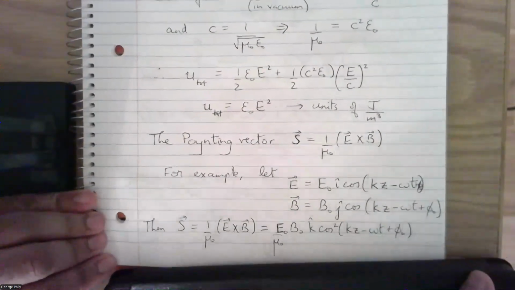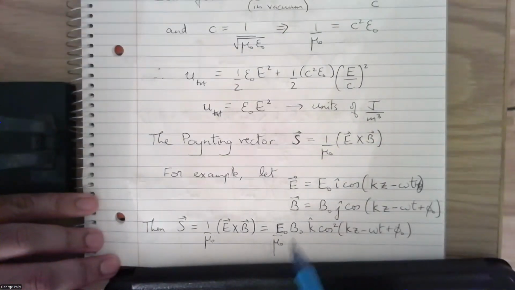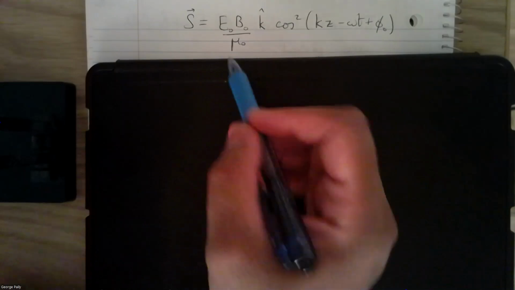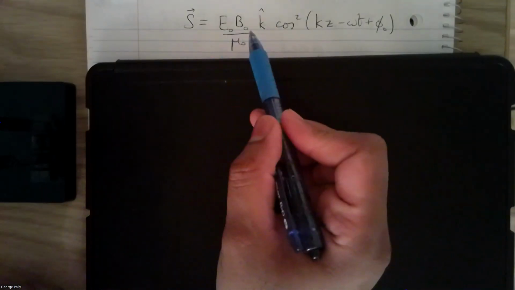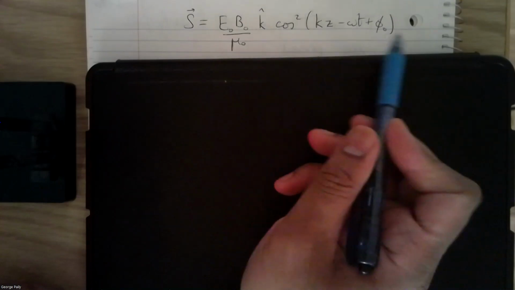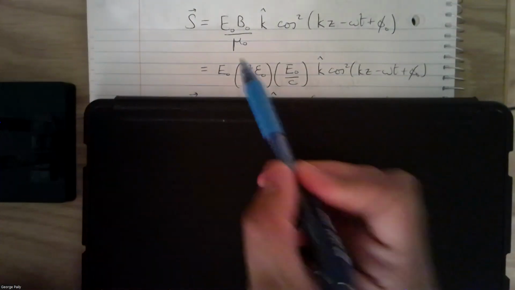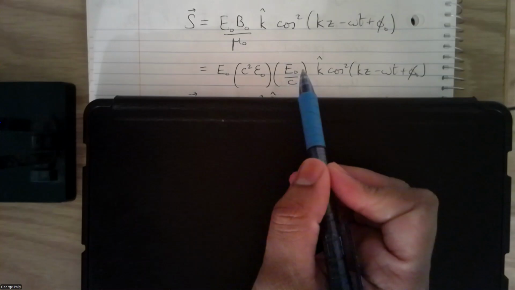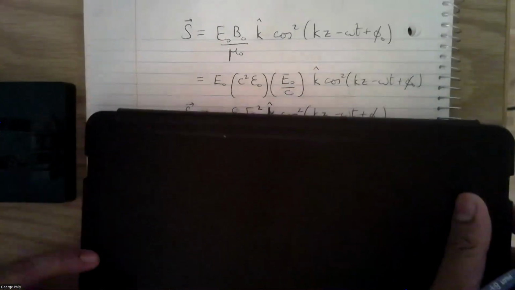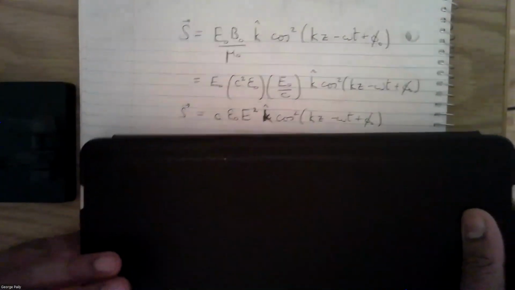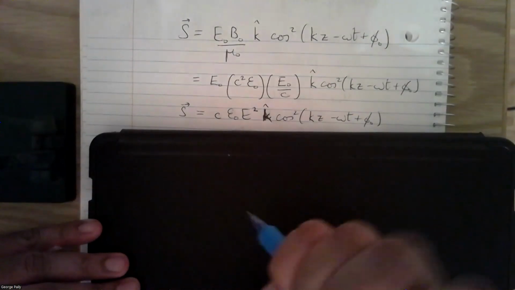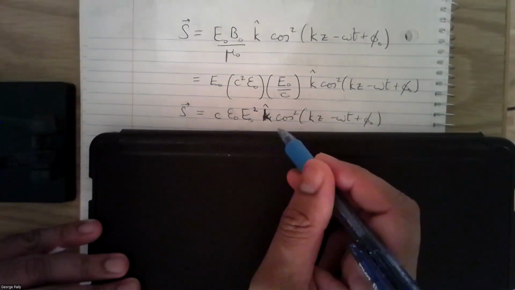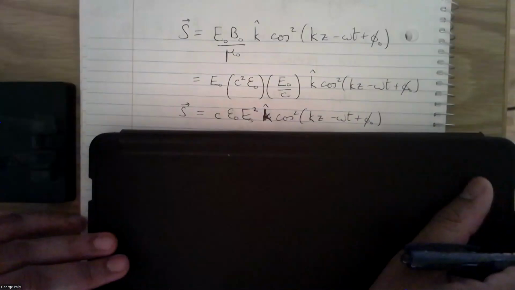All right, plugging in those expressions for both E and B, we get 1 over mu naught, E naught B naught, i cross j gives k hat, and then we have cosine squared of kz minus omega t plus phi naught. So the S vector is E naught B naught over mu naught times k hat cosine squared. But we can play the same tricks as before. We can replace 1 over mu naught with c squared times epsilon naught, and we can replace B naught with E naught over c, since this is an electromagnetic wave. Collecting all that, we get that S is c times epsilon naught E naught squared times k hat times cosine squared of kz minus omega t plus phi naught.